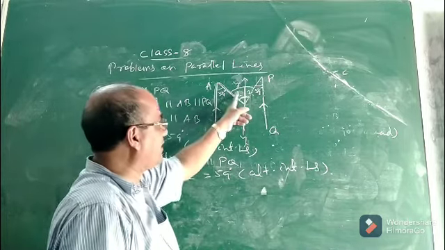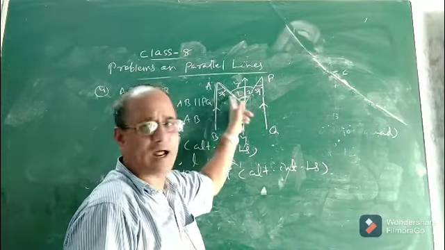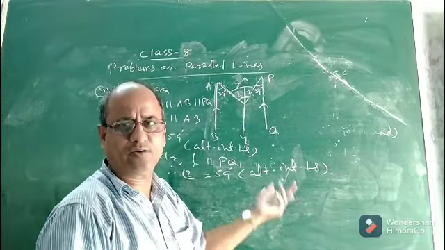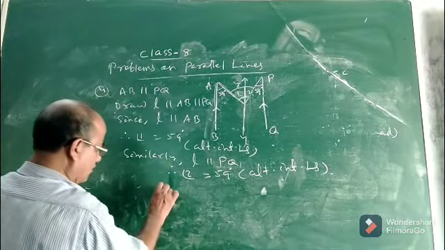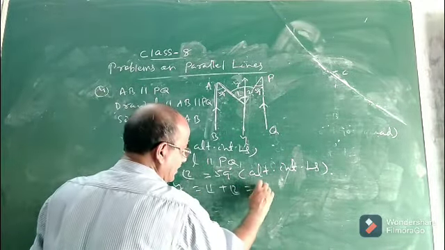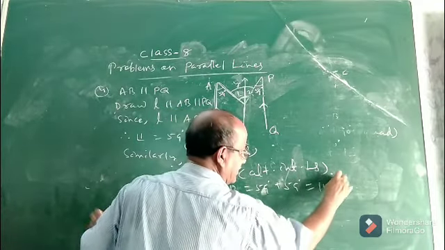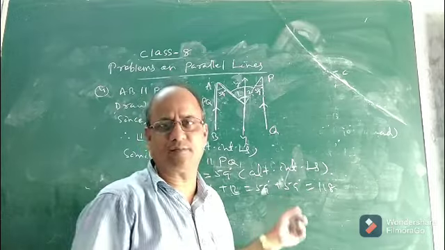Now angle 1 is 59 degrees, angle 2 is 59 degrees. You want to find Y. So what will you do? You will add angle 1 and 2. Just add angle 1 and 2 and you will get the value of Y. Therefore, Y is equal to angle 1 plus angle 2, that is 59 plus 59, which is 118 degrees. So in this way, you can find the value of Y.